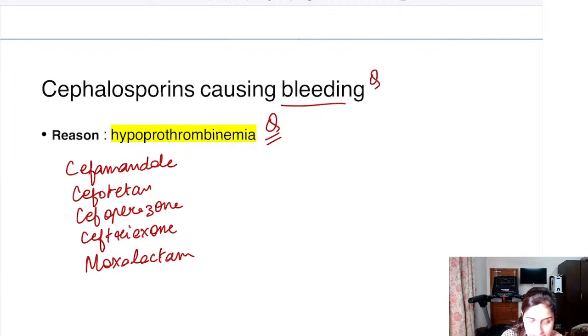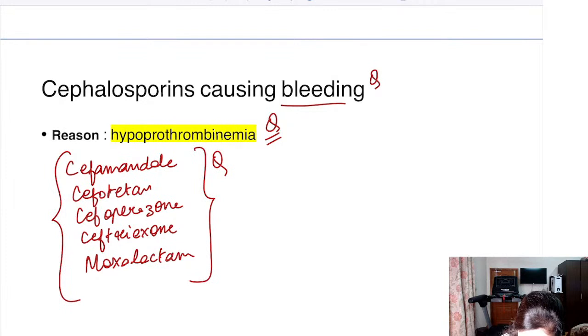And the other thing you can remember, they are also associated with disulfiram reactions. For disulfiram reactions also you can give the same answer, as well as for the drugs causing bleeding. Okay, these are the important ones.